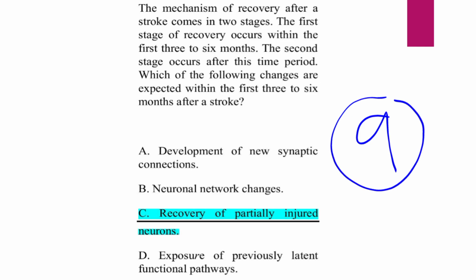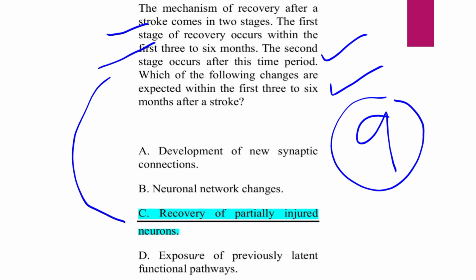MCQs number 9. The mechanism of recovery after a stroke comes in two stages. The first stage of recovery occurs within the first 3 to 6 months. The second stage occurs after this time period. Which of the following changes are expected within the first 3 to 6 months after a stroke? The correct option is recovery of partially injured neurons.